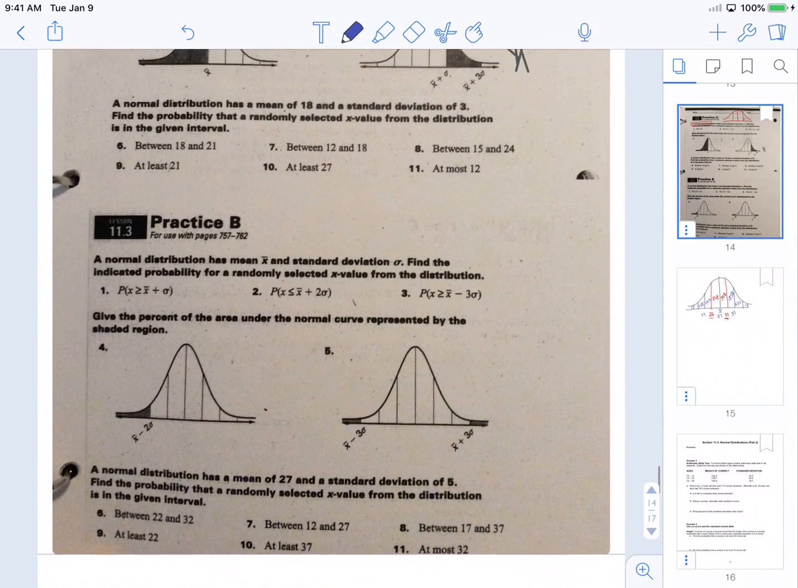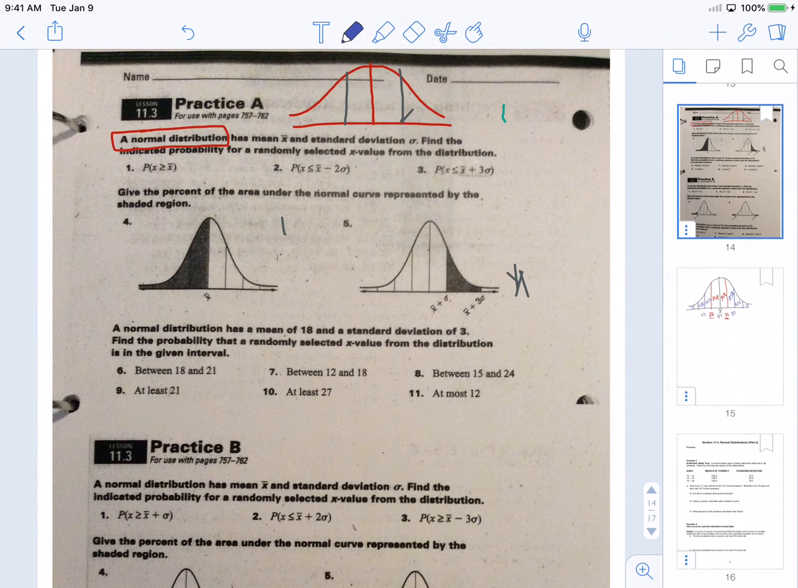You're going to do that same thing for that third part in 11.3 practice A. So you're going to make your own curve for 6 through 9. One curve answers those 6 questions.